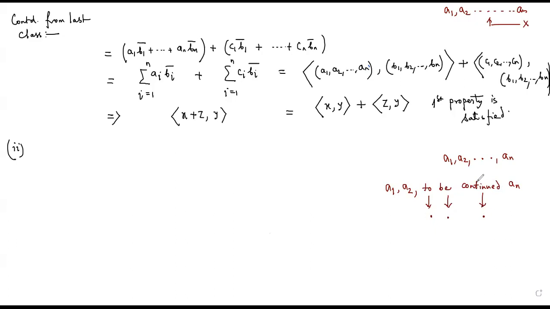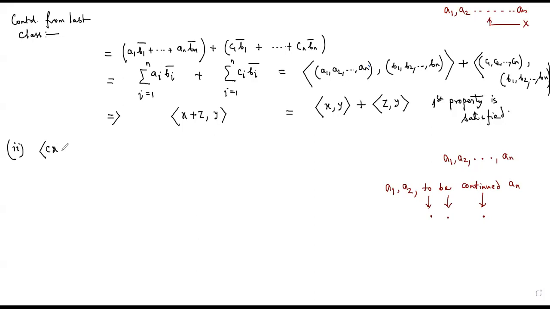The word till is not considered. It is silent, hidden, not actually used. Grammatically it should be to be continued till an, but whenever we are writing an, it's okay. Everybody understands that till an I'm writing. So it is to be continued, 3 dots. Okay, anyways, next property.